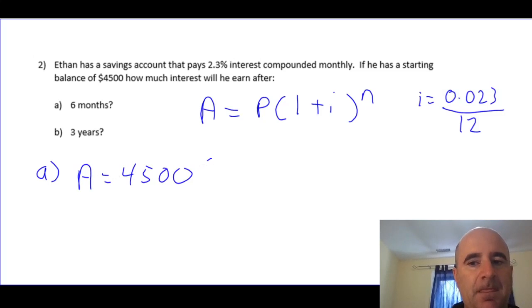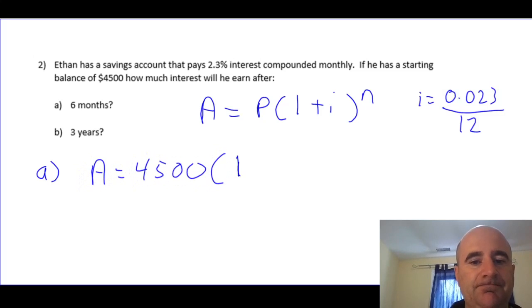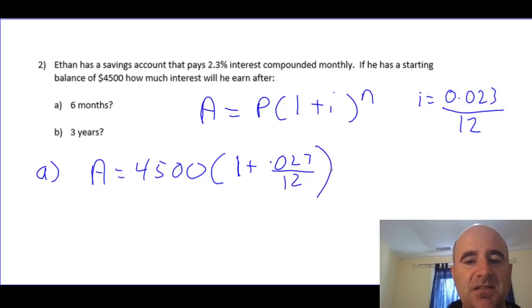So for the first one, for 6 months, if I use this formula, the principal is $4,500. My interest rate is 0.023 divided by 12, and 6 months is half a year, but since we're compounding monthly, we can just realize that N has to be the number 6 right there. So you get interest 6 times. Each time it's a 12th of 2.3%. If you punch that in your calculator, you should get an answer.